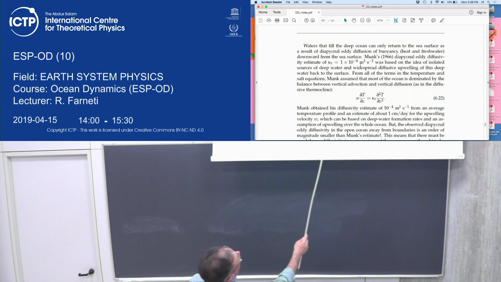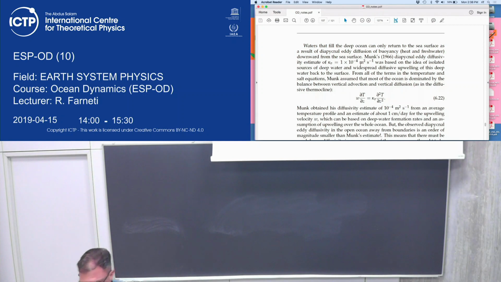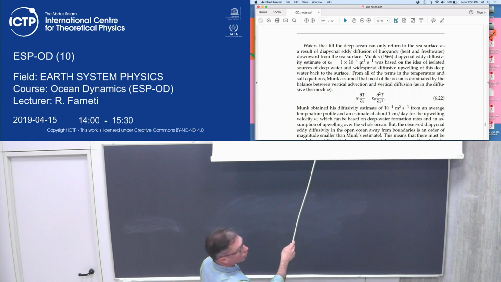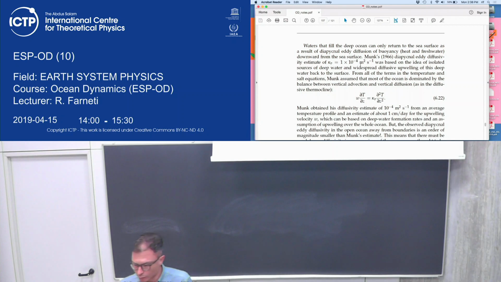And so Munk assumed that most of the ocean is dominated by a balance between the vertical advection and vertical diffusion. Okay, this is the equation that we use to explain the thickness of the thermocline. So, given the amount of vertical velocity, the only value for eddy diffusivity that can bring all this cold water back to the surface is something like 10 to the minus 4.